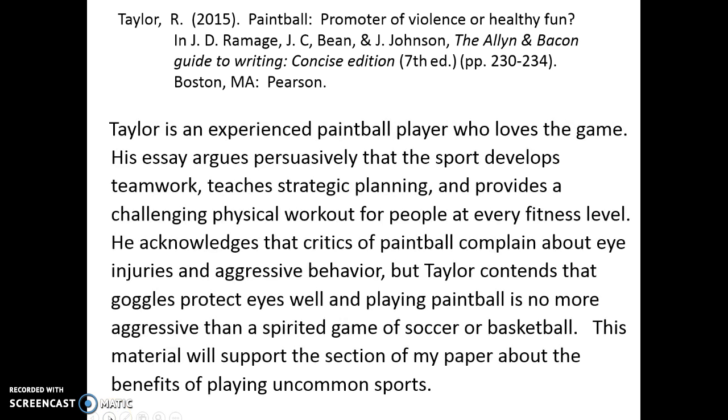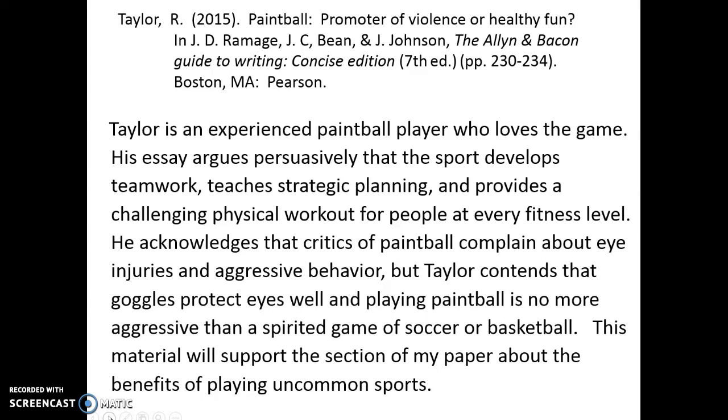Notice that you're writing about 3 or 4 sentences of annotation about the source's content. So when you read through, we know that the student is saying that the author is an experienced paintball player, which adds to his credibility on the topic. The student talks about different workouts and fitness levels, and that the author is acknowledging critics of paintball complaining about the injuries that can occur. And notice the last sentence says that the material will support a section of the paper about the benefits of playing uncommon sports.